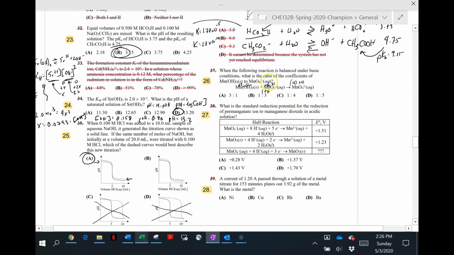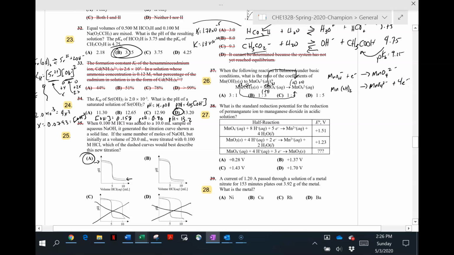So we have +7 going to +6, right? So MnO4- picking up an electron and going to MnO4 2-. And then we've got Mn +2 going to MnO4 2-, so we're going from +2 to +6, so we're giving off 4 electrons.